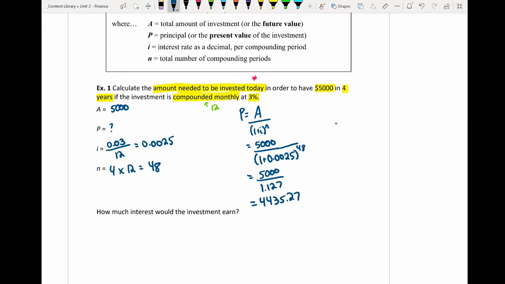Which equals $4,435.27. So therefore, you need to invest $4,435.27 today.